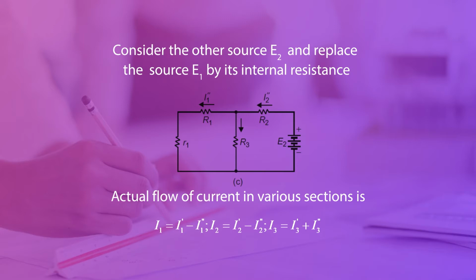Now you have to find the current flowing in resistance R3. It can be written as I3 equal to I3' plus I3''. Here you will notice that in I3 current, the summation of current I3' and I3'' is taken because the direction of the current is same when you are considering two sources individually.